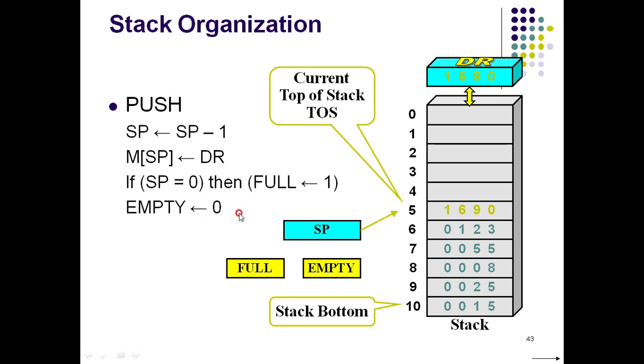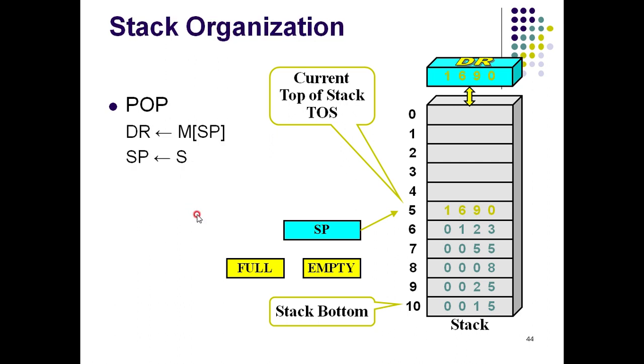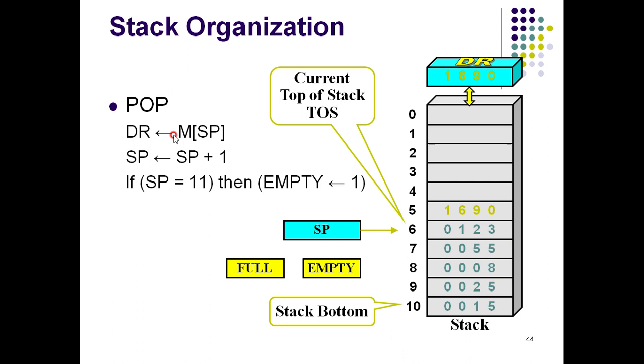Just one small recap. Just compare this statement, push. What have we done here? SP minus 1, from DR to MSP, and if SP equal to 0, we have set full equal to 1 and empty is kept as 0. Pop is the reverse of it. What we have done here: from MSP to DR, the stack pointer has been incremented, and empty has been put to 1 and full has been put to 0.